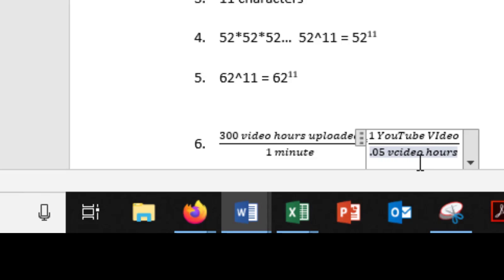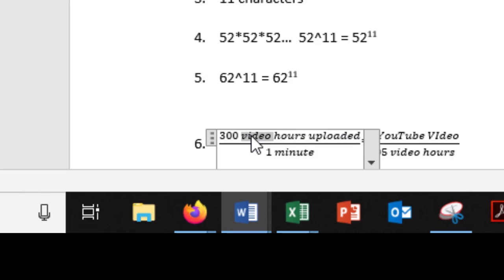And you see what I just did right there, besides spell video wrong? If you do that, you can then divide off the unit of video hours uploaded. If I can actually do this, hang on. I'm trying to select just video hours. Here we go. You can divide off video hours.